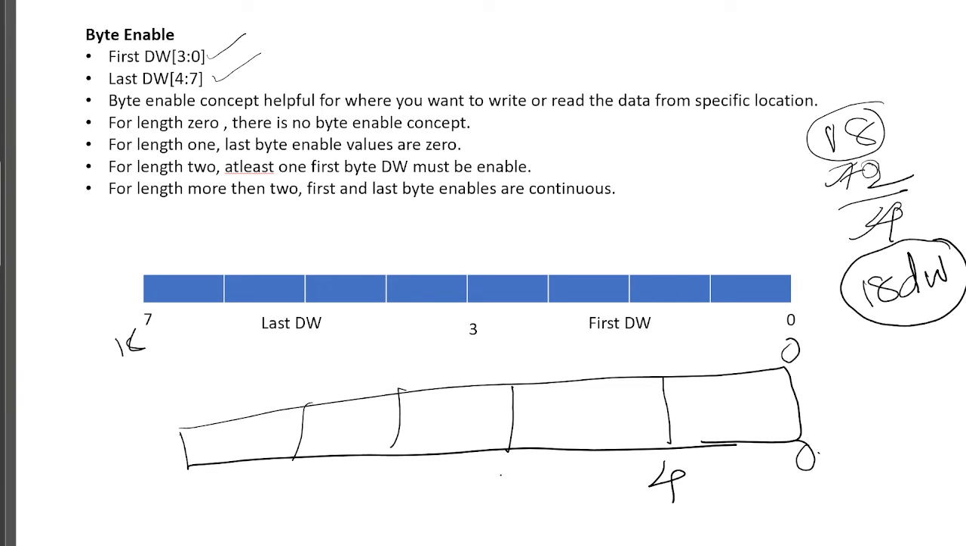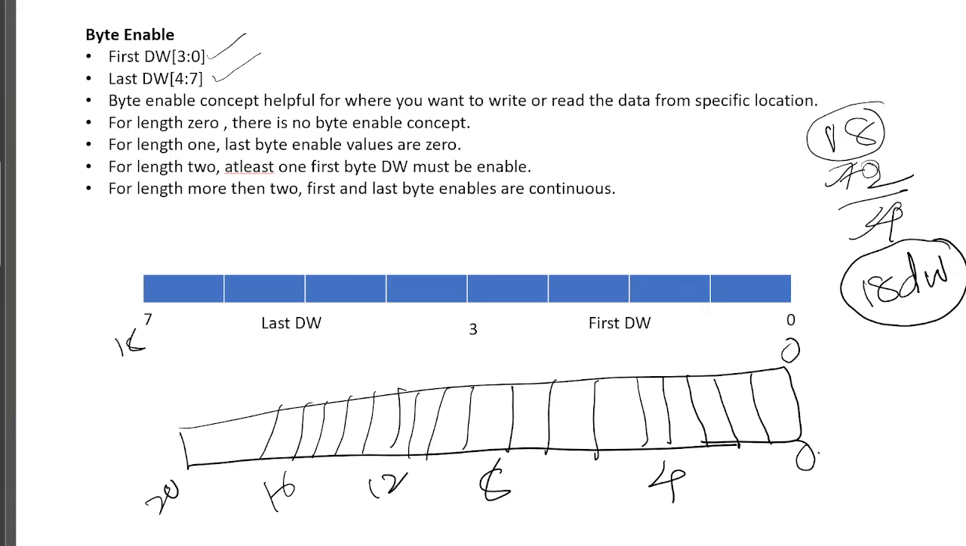The addresses go 0, 4, 8, 12, 16, and let us assume 20. In each of these we have 4 bytes. Here also 4 bytes, here also 4 bytes. Let us say, as an example of the byte enable concept, I want to read the 18 double words of data, but I don't want to read the data from the initial 0 to 2. Let us say you have an RC and you have an EP.